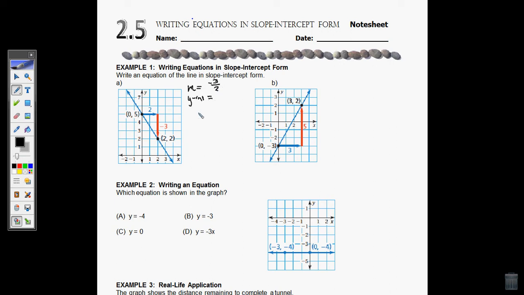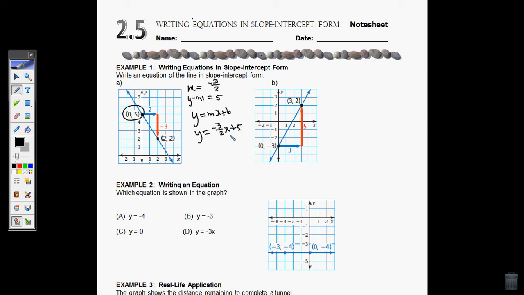Now, y-intercept. We know that the y-intercept happens when x equals 0. So is there a point on this graph that definitively tells you a place where x equals 0 and then there's a y-coordinate? Yes, there is. Y-intercept is 5. So, given that information, y equals mx plus b. So therefore, the equation for this must be y equals negative 3 over 2x plus 5.